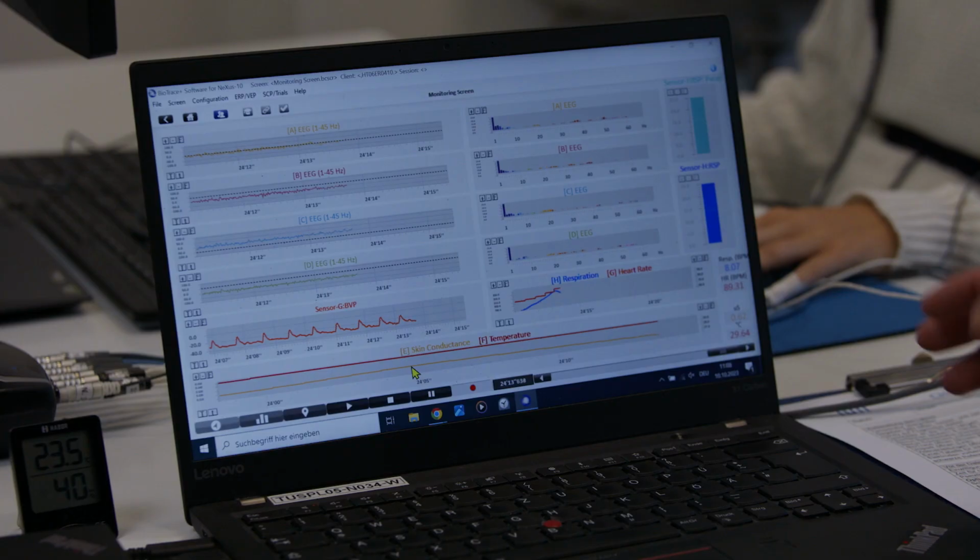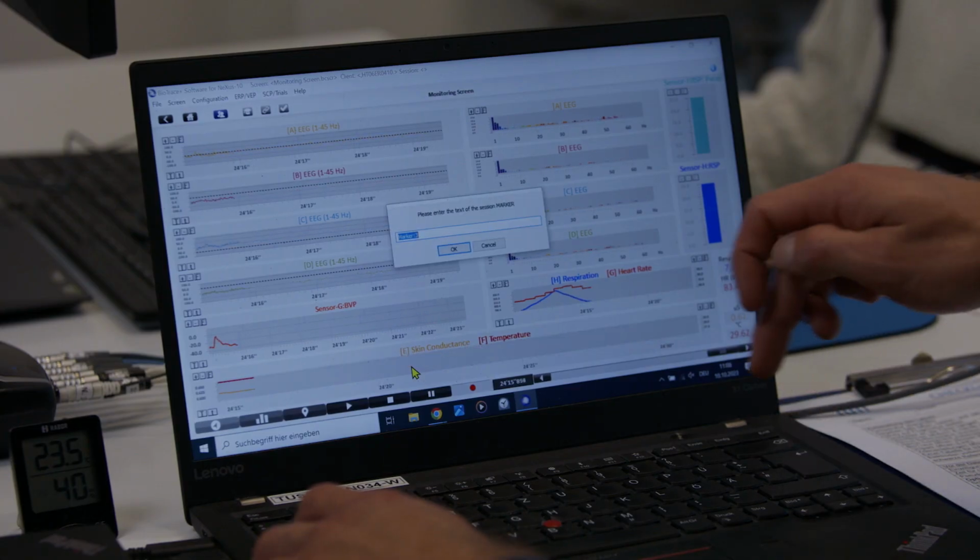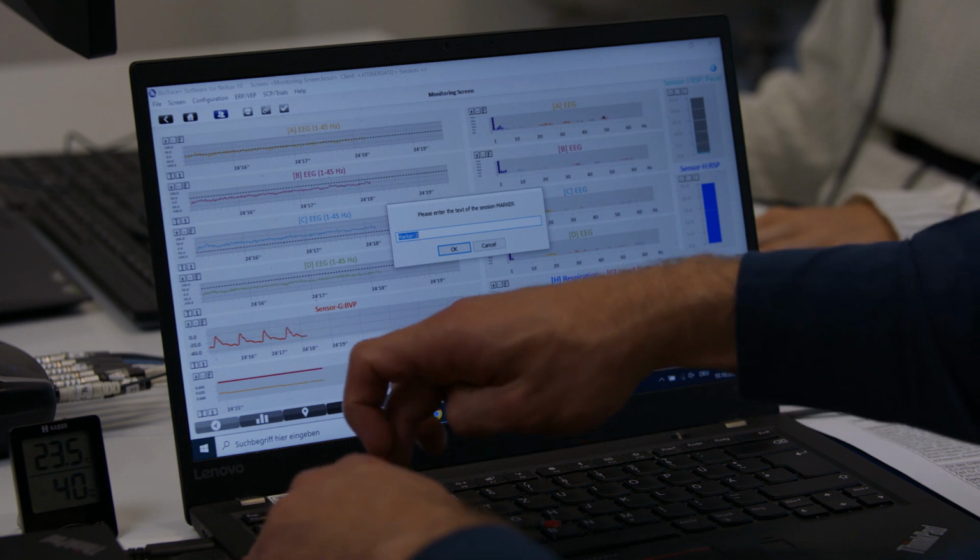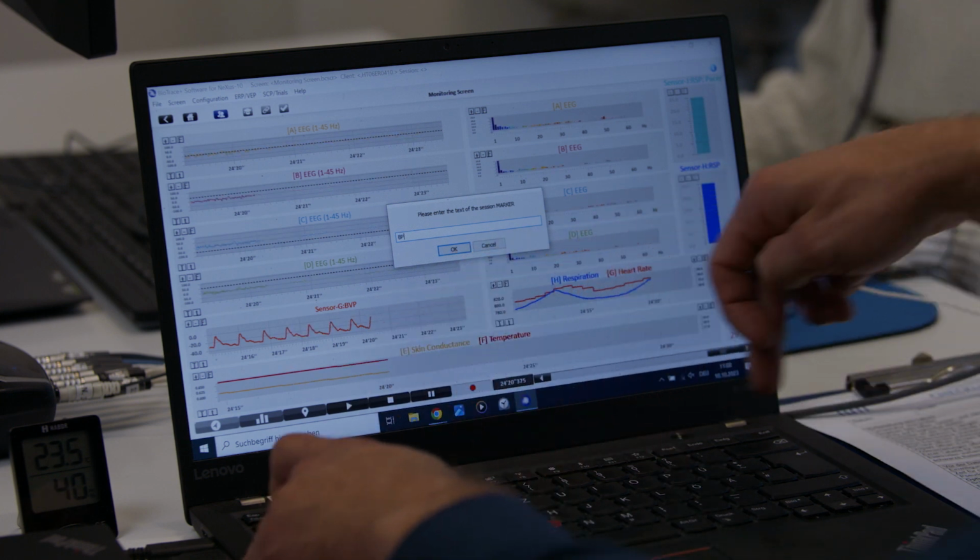So I will take you step by step through the process of how we are going to collect the data, analyze the data, and interpret the data. Again, similar to the baseline measurement, I set a marker to denote the start of the breathing protocol.